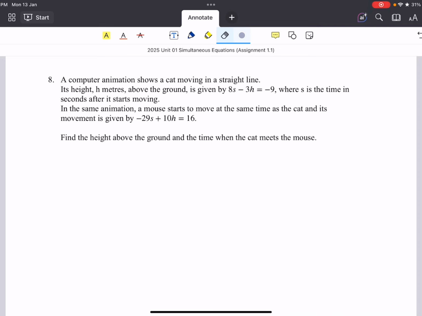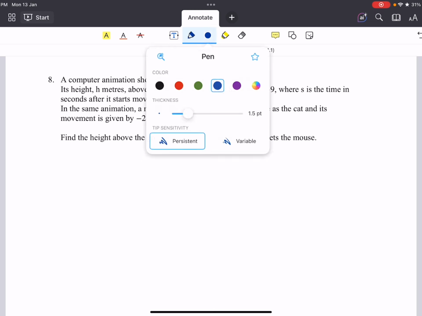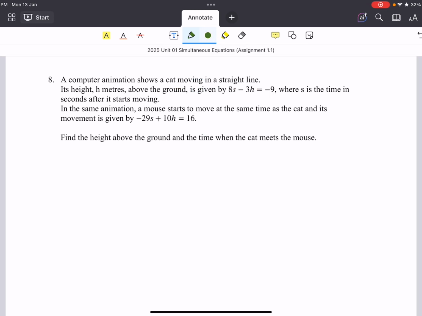Okay, final example. This time round some context is given. So computer animation, there's a cat moving in a straight line. You have the height, which is h, and the time, which is s, right? And then there's a mouse following another equation. So if we identify the equation, we have one here, and we have another one here. The question asks us to find the height, which is just h, and also find the time, which is just s.